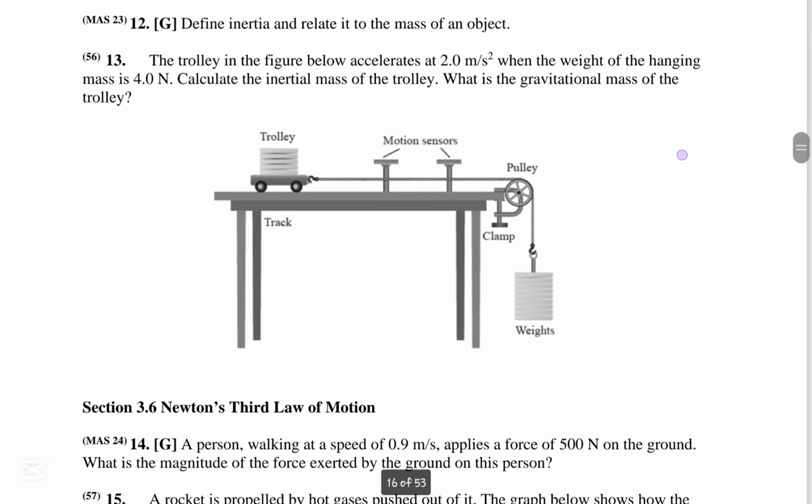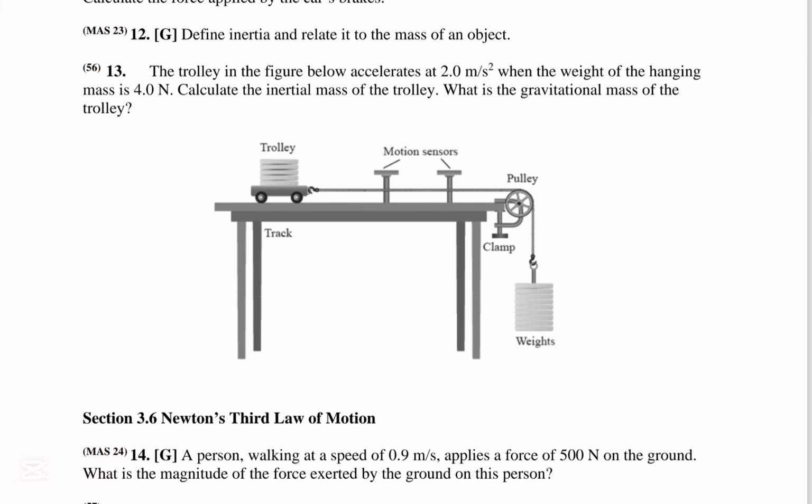Let's move on to question 13. What does it say? The trolley in the figure below accelerates, so this is the acceleration, at 2 meters per second squared when the weight of the hanging mass is 4 newtons. So the weight of the hanging mass is how much? Is 4 newtons. So we have an acceleration, I believe the acceleration would be downwards, of 2 meters per second squared. They want us to calculate the inertial mass of the trolley and the gravitational mass of the trolley.